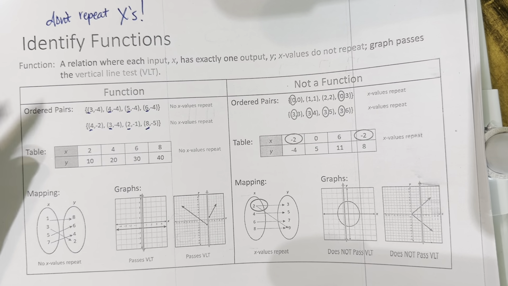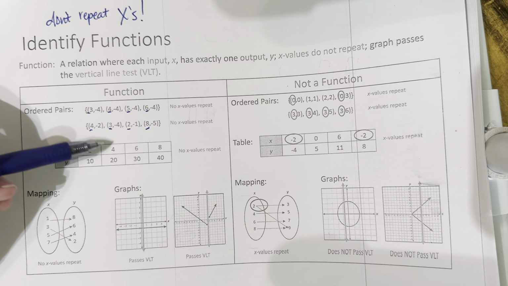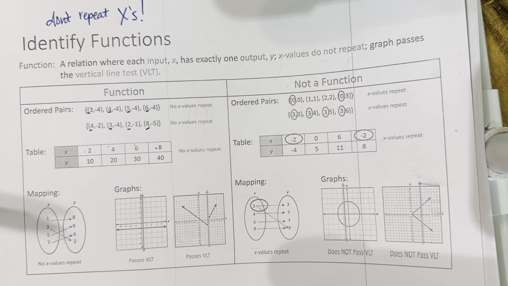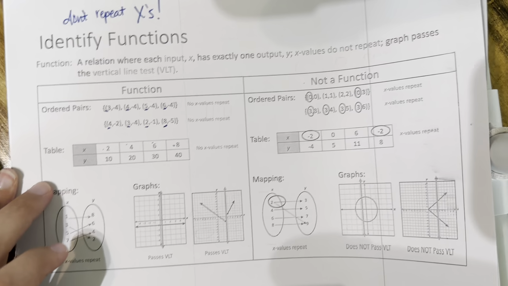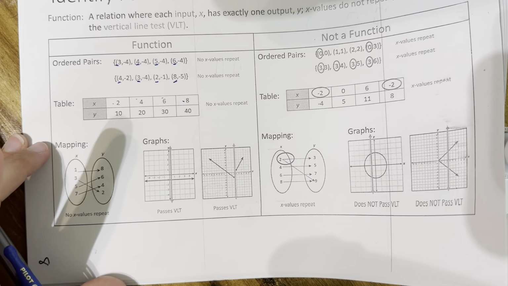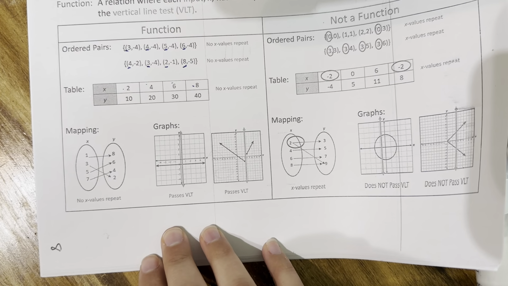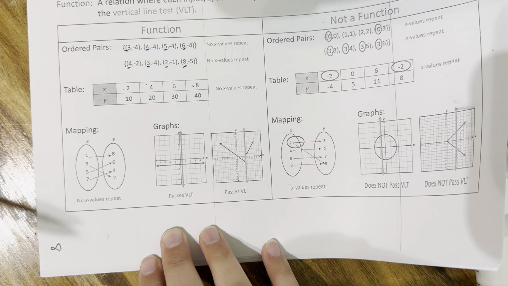If I'm looking at a table, I just need to look at the x values. I got 2, 4, 6, and 8. Those are all different, so it's a function. For our mapping, remember we're looking at those arrows that are leaving the x values. I can only have one arrow for each x. So there's only one arrow for each x, so yeah, it's a function.